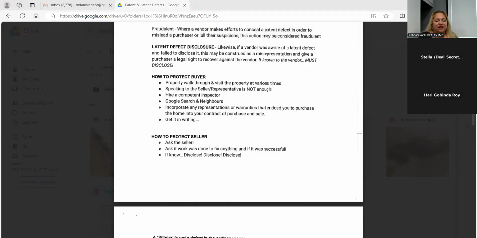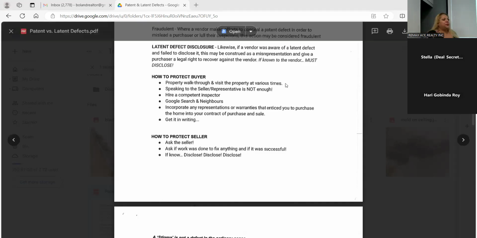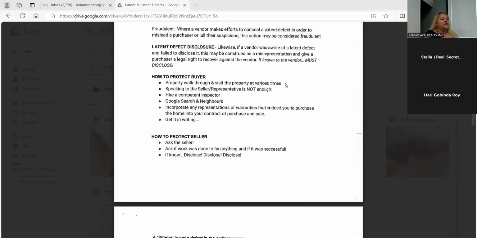Always reduce it to writing because everybody can say anything at the end of the day, but you don't have any proof after the fact. Because after the fact, if it floods, maybe the listing agent or the seller would say, we never said that. You know what I mean? But reduce it to writing always.